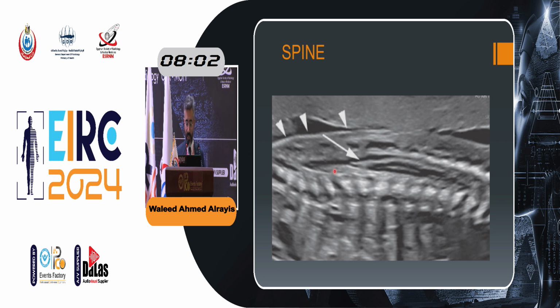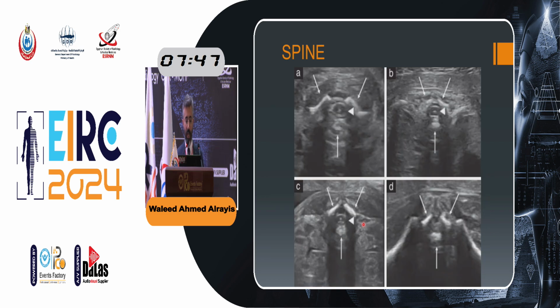Part of the CNS screening is to screen the spine. And here is the spine. We have to assess the integrity, of course, of the skin and the integrity of the vertebrae and the spinal cord. This is a longitudinal view.